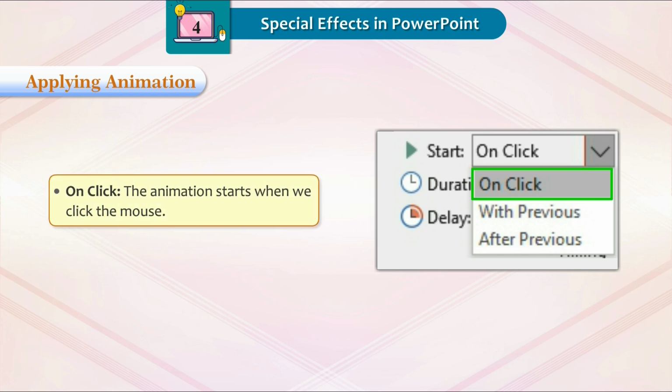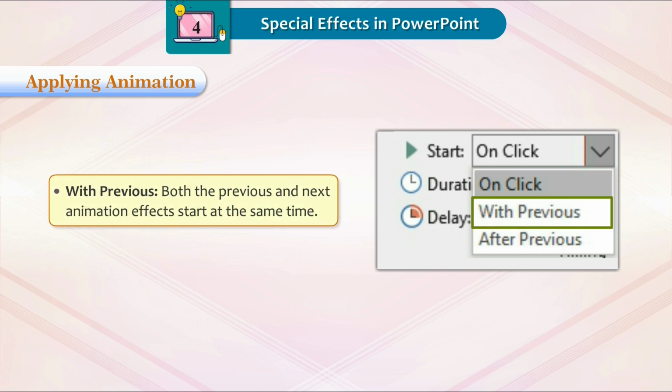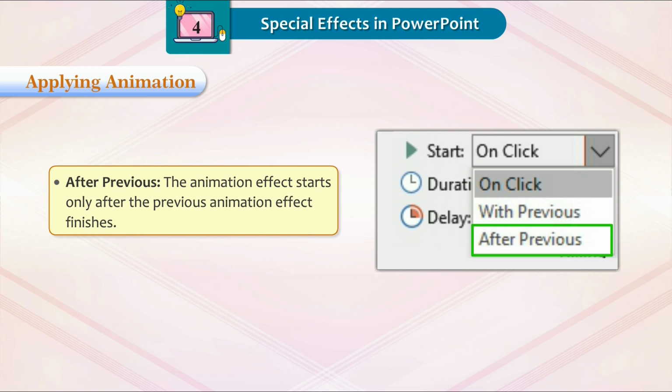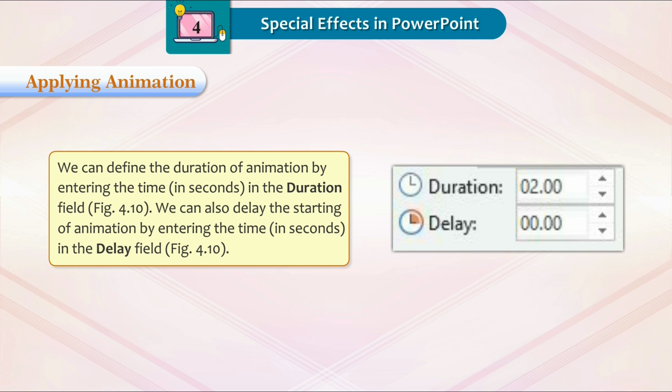On Click. The animation starts when we click the mouse. With Previous, both the previous and next animation effects start at the same time. After Previous, the animation effect starts only after the previous animation effect finishes. We can define the duration of animation by entering the time in seconds in the Duration field. Refer to figure 4.10. We can also delay the starting of animation by entering the time in seconds in the Delay field.